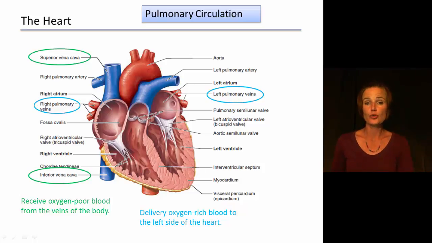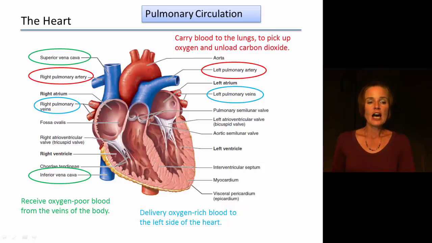Their job is going to be to receive oxygen-poor blood from the veins of the body. So they're bringing that oxygen-poor blood in. And then we have the right pulmonary artery and the left pulmonary artery, and their job is going to be to carry the blood to the lungs to pick up oxygen and then also to unload carbon dioxide, which is something that we would want to ultimately get rid of. So all of these are going to be involved in this process that we call pulmonary circulation.